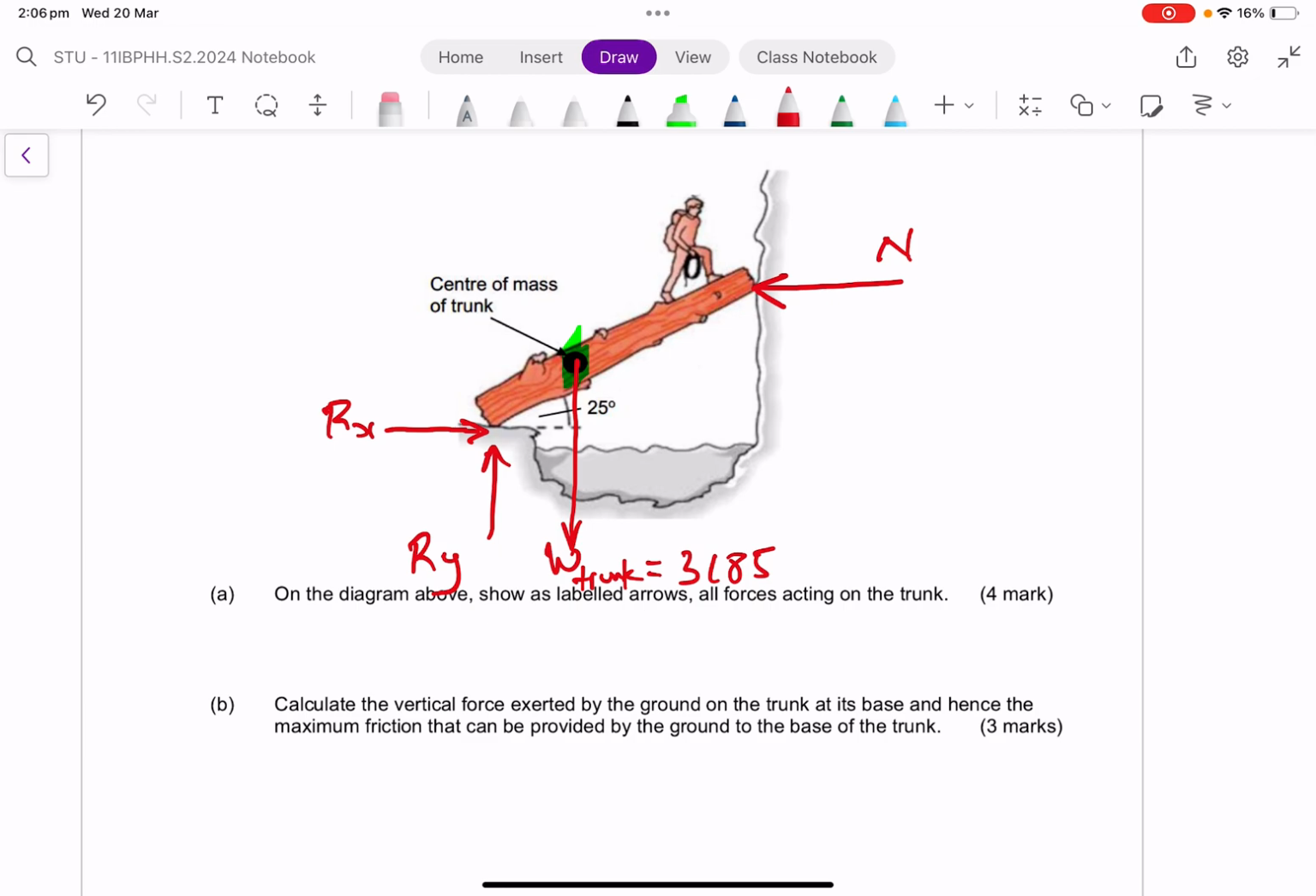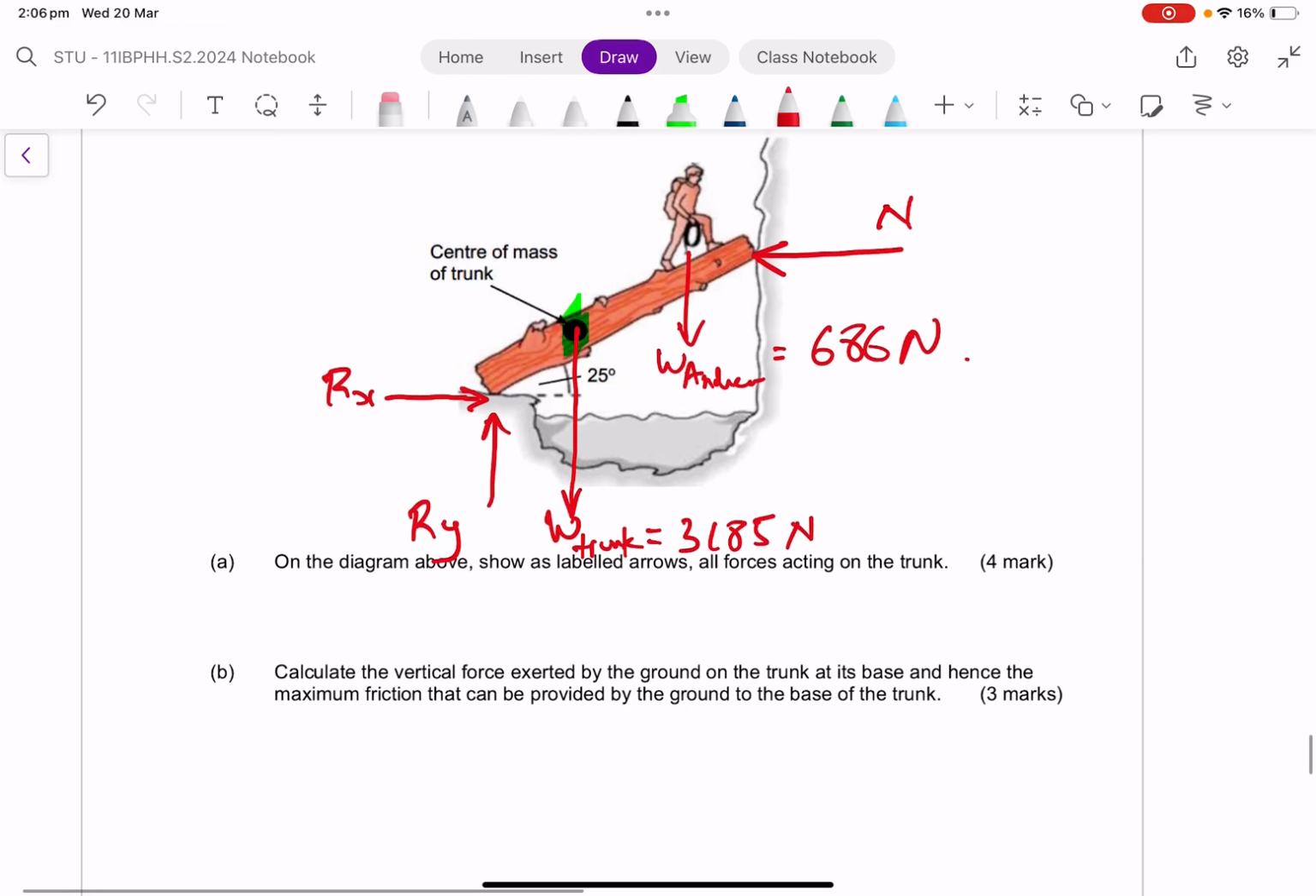I'm going to write the figure in now because I've already worked it out, just to make my life easier. And this is the weight of Andrew. I'm drawing it as a smaller vector because he's a bit lighter than the trunk. Weight of Andrew, and his weight is 686 newtons. Be okay if you just drew an arrow with 686 newtons, and on the other one an arrow with 3185 newtons. 4 marks for that being correct.